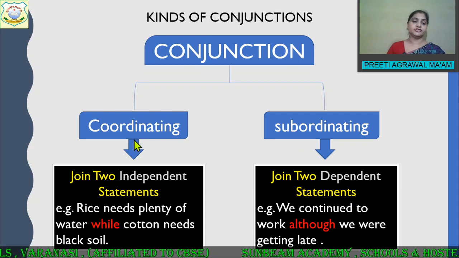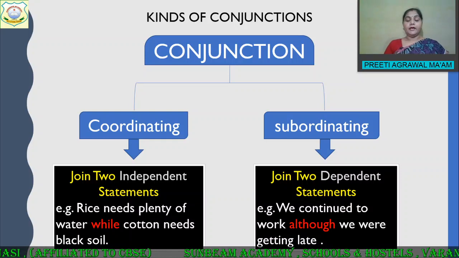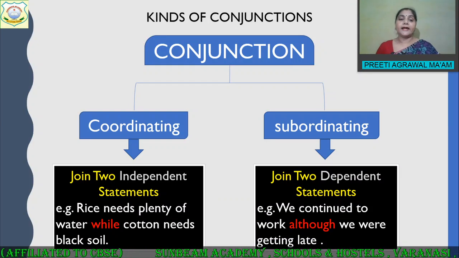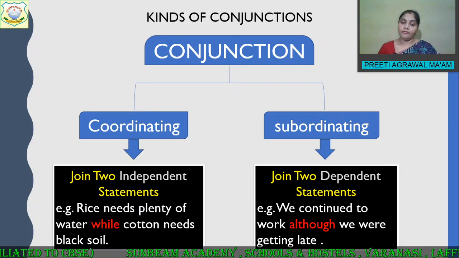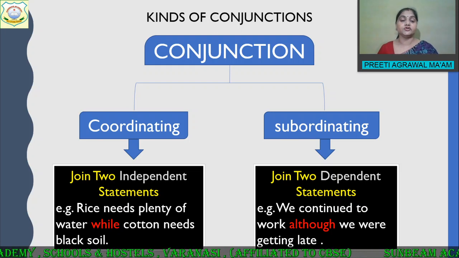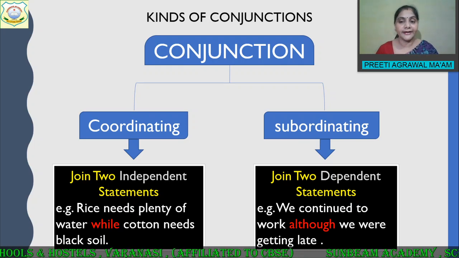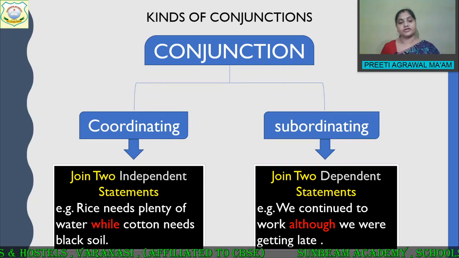What is coordinating? First of all, you should know that whenever you are reading a sentence, you will get two parts in a sentence. Okay, your sentences are divided in two parts, two clauses. So those two clauses you should know first, then only you will be able to understand coordinating and subordinating conjunction.